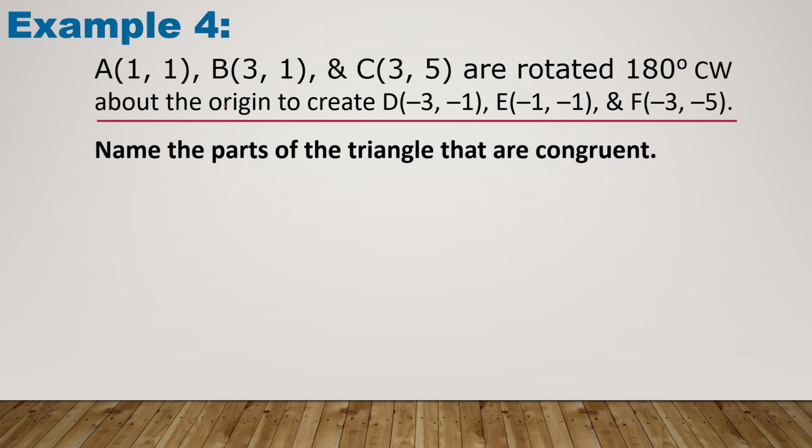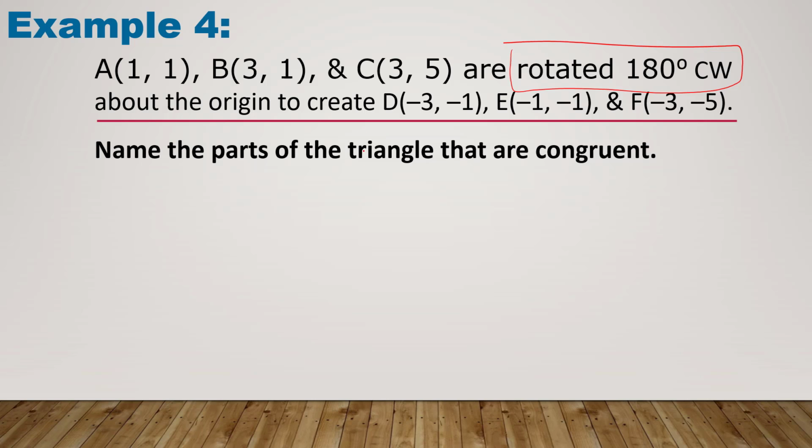Example 4. You have the following ordered pairs being rotated 180 degrees about the origin to create a new set of ordered pairs. Name the parts in the triangle that are congruent. Now would be a good time to pause the video, take a look at the question, and then come back and see how you did. All right, welcome back. Hopefully you noticed that there was a rotation of 180 degrees clockwise taking place.